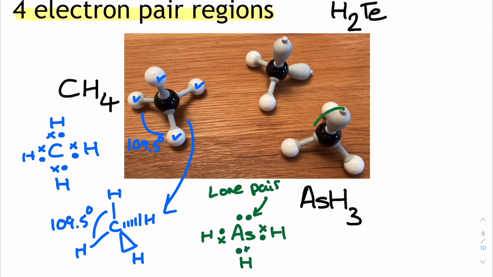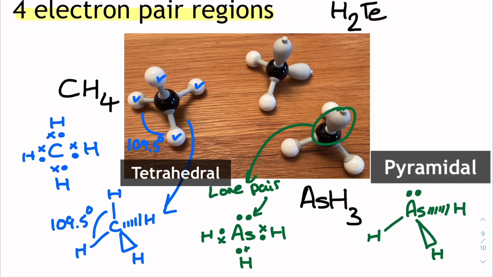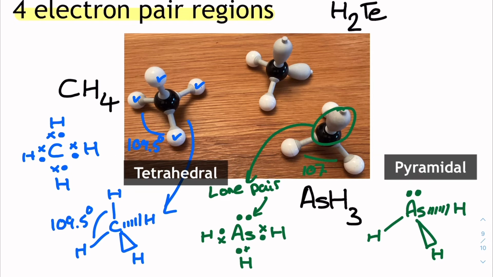Lone pairs repel more than bond pairs, therefore we can state that lone pair to bond pair repulsion is going to be greater than bond pair to bond pair repulsion. This reduces the bond angle as the atoms surrounding the arsenic are pushed closer together. The new angle is 107 degrees and the shape is pyramidal. The three-dimensional diagram looks just like the base of tetrahedral, but the top site is used instead this time for a lone pair.